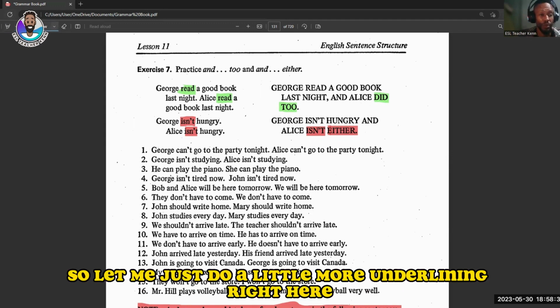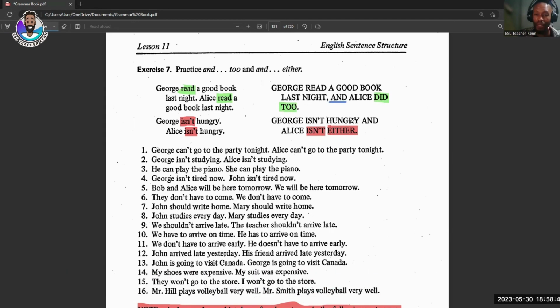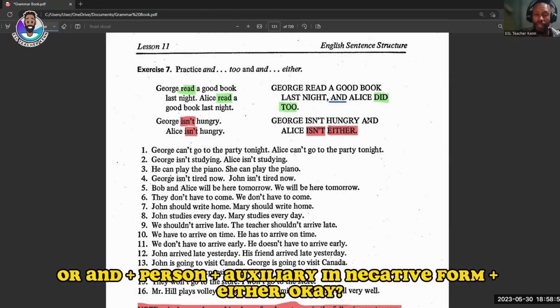So let me just do a little more underlining right here. Remember, it's always going to be and, person, auxiliary, too, or and, person, auxiliary in negative form, either. Okay?